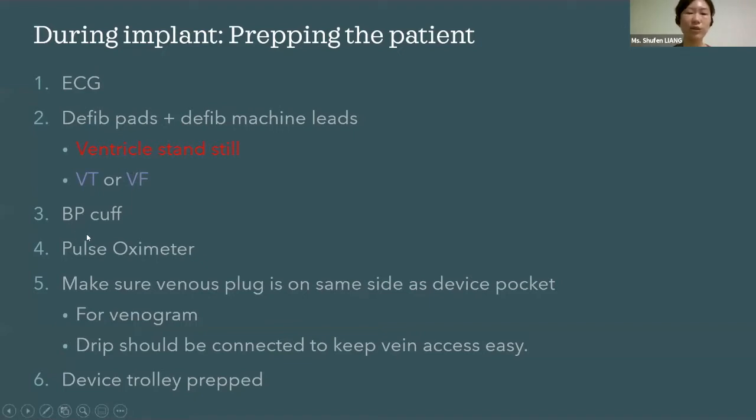And of course, we put on the BP cuff and pulse oximeter as sedation is given. And we need to check the BP of the patient frequently and to make sure the oxygen saturation is enough. And we make sure that the venous plug is usually on the same side as the device pocket. So usually we implant on the left pectoral, so on the left hand. If the device is to be implanted on the right side, then we would put it on the right hand, the venous plug on the right hand.